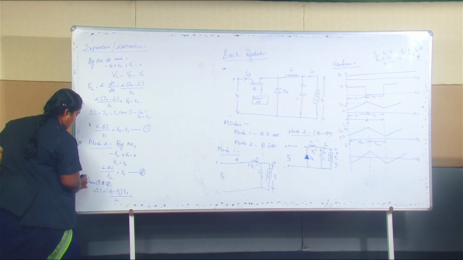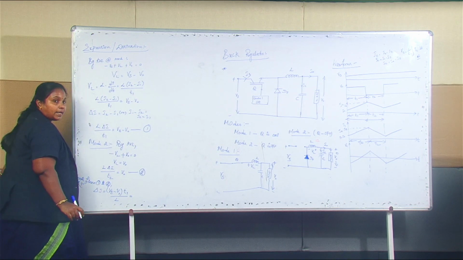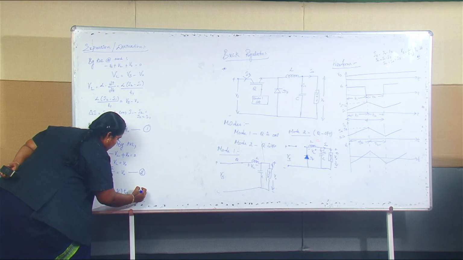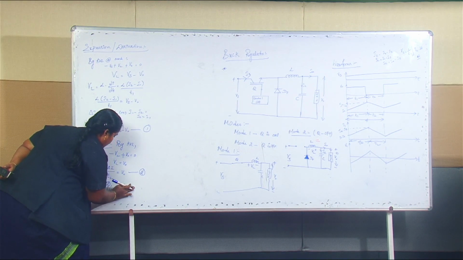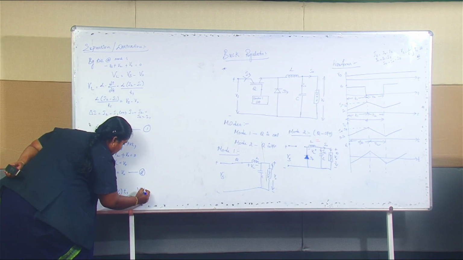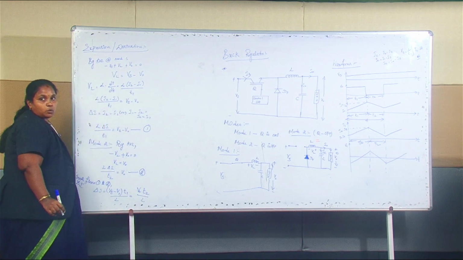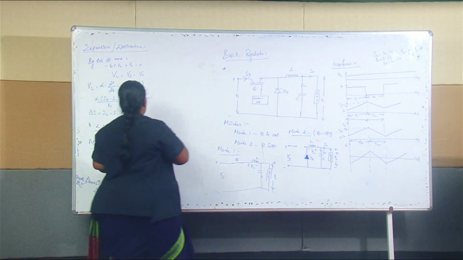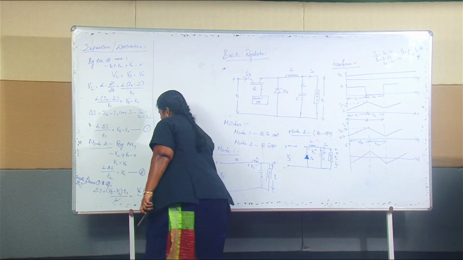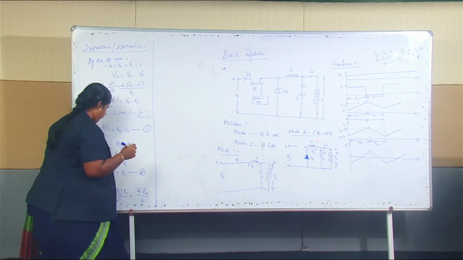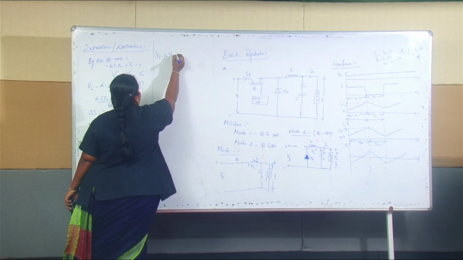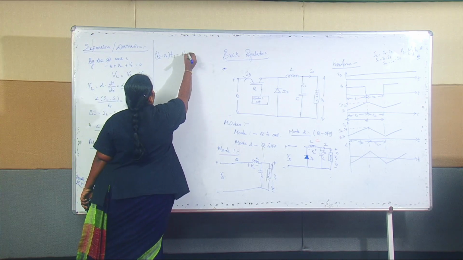Now we are going to equate del I from 1 and 2, right? So in this case, your del I is V naught into T2 by L. In both cases, your denominator is the same, which is L, so L and L will cancel each other. And next, (Vs minus V naught) into T1 is equal to V naught into T2.